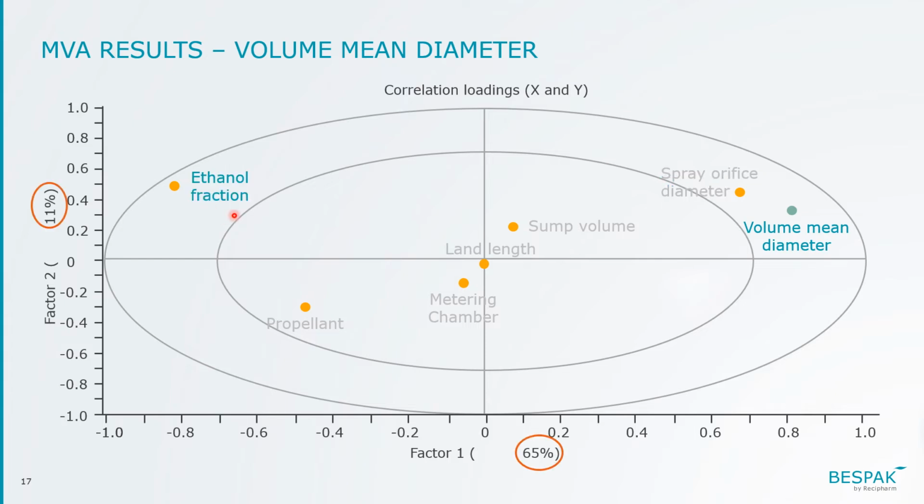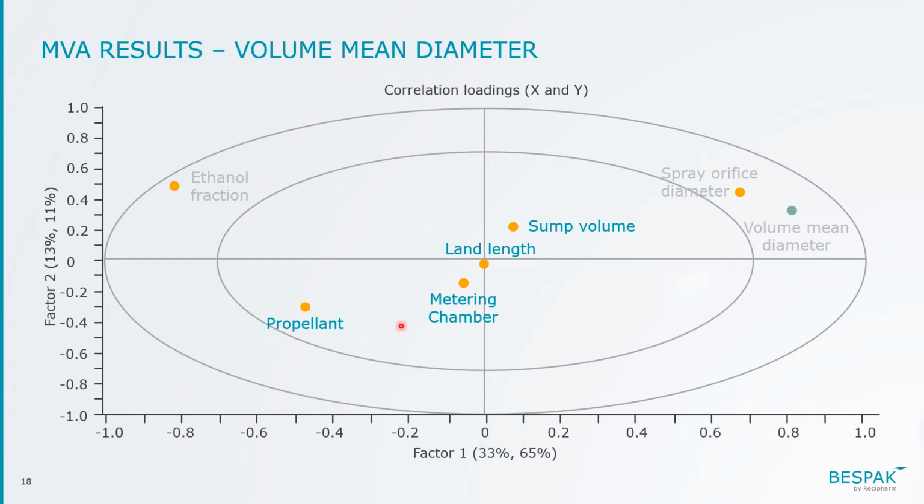Ethanol fraction and volume mean diameter are in adjacent quadrants, but still between the two ellipses. Here, they are negatively correlated across factor 1, but positively so across factor 2. As factor 1 explains 65% of the variance in the system, whereas factor 2 only explains 11%, we may take the behaviour observed across factor 1 as being representative.